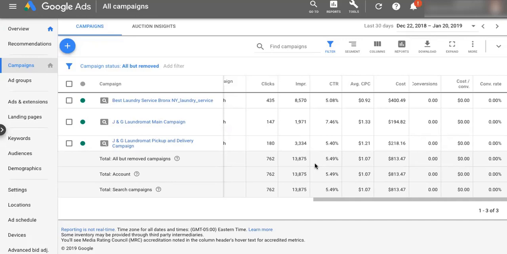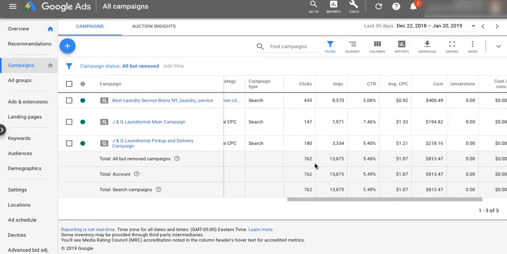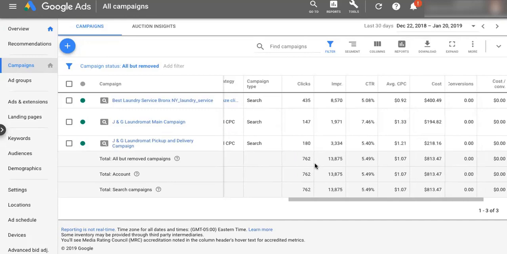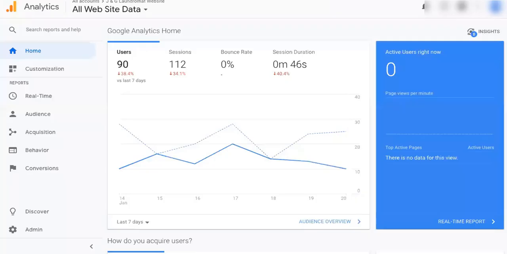So I can see there's no conversions being reported, which by the way is quite normal. So they might not have conversion tracking set up. I'm not sure how to set it up on the Google Ads end. Usually the way I would set it up is here in the analytics, I'll probably track it in goals.